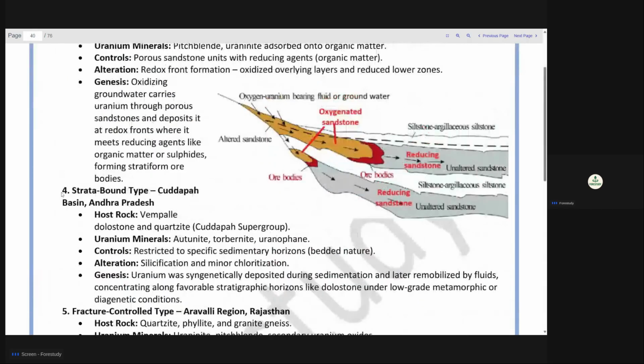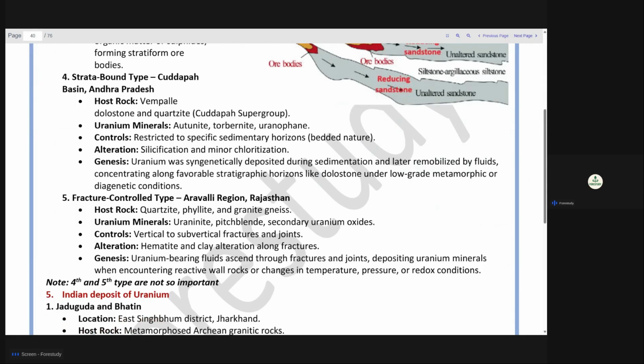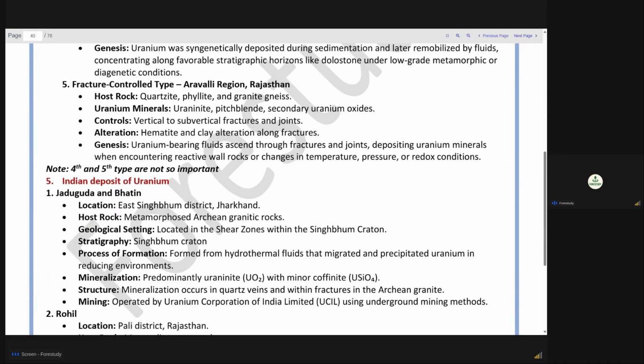So to summarize how these are formed: we need an oxidizing, uranium-bearing liquid. It needs to find a permeable zone. So it can be a fracture, a joint, or a fault zone. Okay, it can also be an unconformity, and it needs a reducing environment during deposition. So in a reducing environment at a particular pressure and temperature and redox condition, it will deposit those minerals as pitchblende, or mostly uraninite and pitchblende. Okay, so this is the summary of uranium deposits.